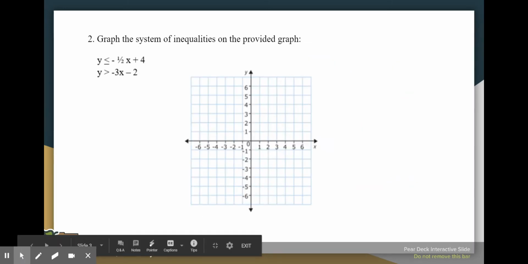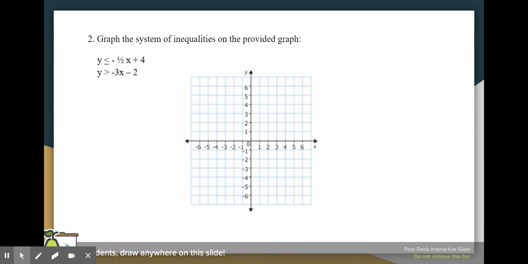Graph the system of inequalities on the provided graph. So these are already written in slope-intercept form. So we're going to look at this y-intercept. That's at 4. So our first point is going to go at 4. Then it has a negative 1/2 slope. So that means down 1 over 2. And that slope continues. So that can keep going. Down 1 over 2. And then we need to draw a line.